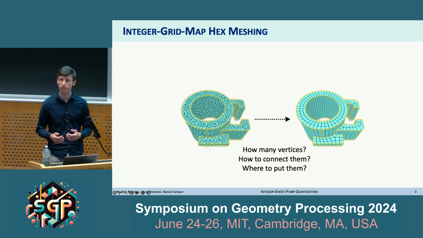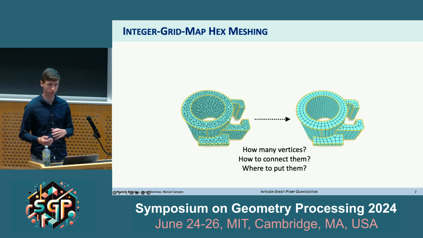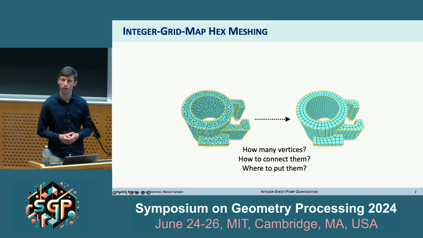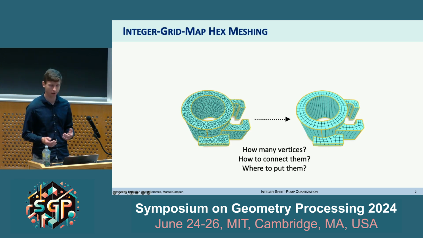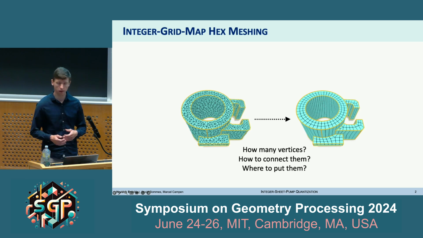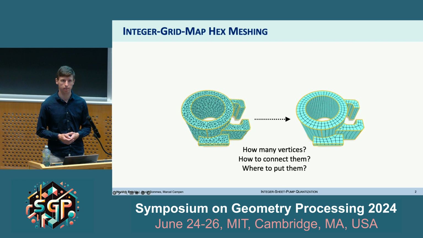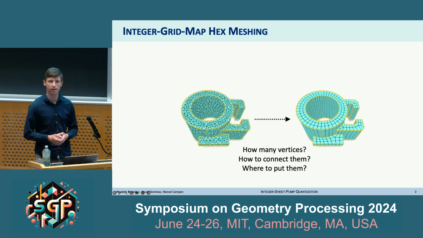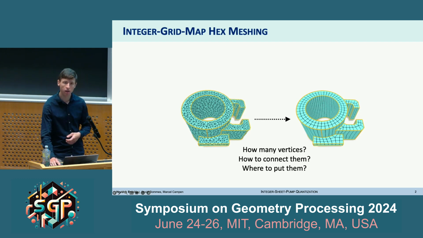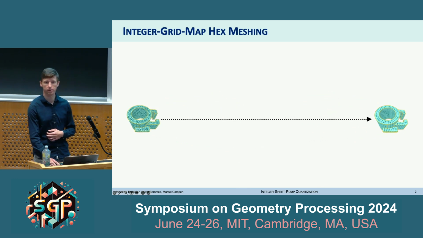This is a mix of discrete and continuous degrees of freedom, and usually deciding all of them at once is practically impossible. So the integer grid map pipeline divides this task into several steps, and each step only decides some of these degrees of freedom. To see where our method fits in, we need to take a closer look at the individual steps.